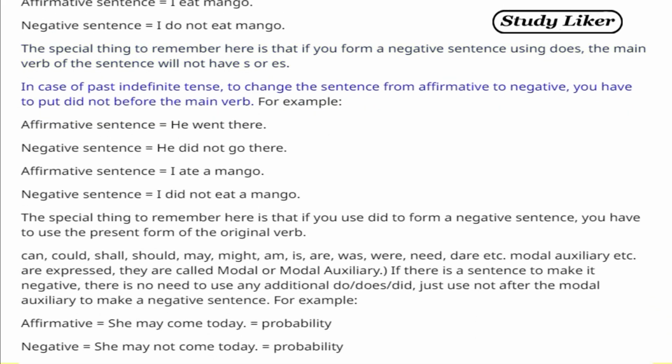In case of past indefinite tense, to change the sentence from affirmative to negative, you have to put did not before the main verb. For example, affirmative sentence: He went there. Negative sentence: He did not go there. Affirmative sentence: I ate a mango. Negative sentence: I did not eat a mango.